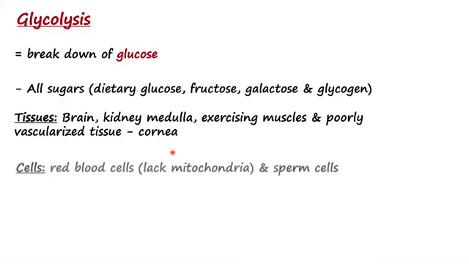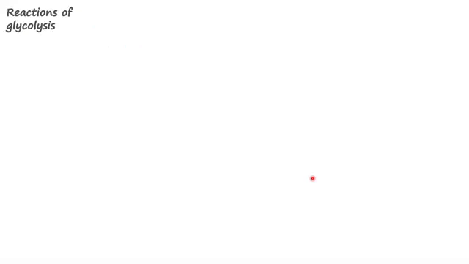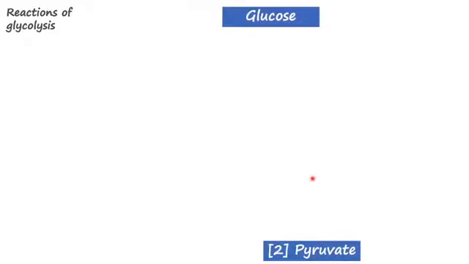Examples of cells such as red blood cells, which lack mitochondria, and sperm cells also rely heavily on glycolysis to synthesize energy. As well as the cells which have mitochondria, they can also use glucose to synthesize energy in addition to other substrates such as fatty acids, proteins, or amino acids. So now when glucose is broken down, it synthesizes two molecules of pyruvate. That means from one glucose, two molecules of pyruvate are synthesized, and in this there are a total of 10 reactions of glycolysis.